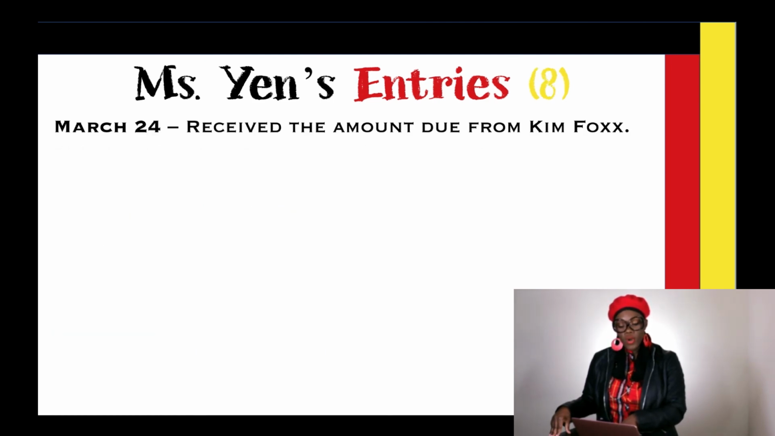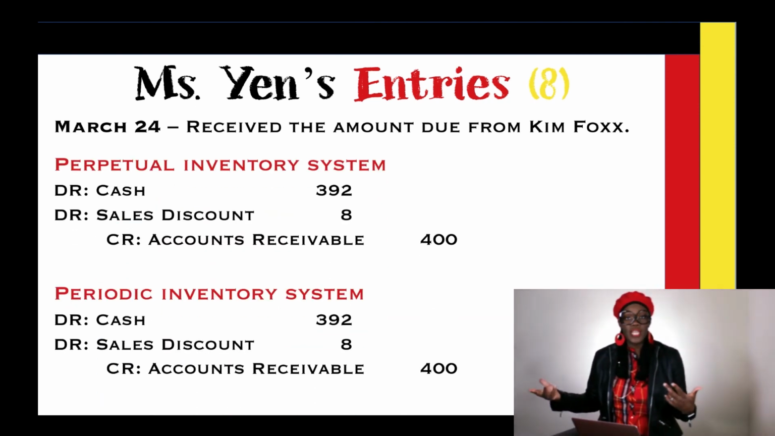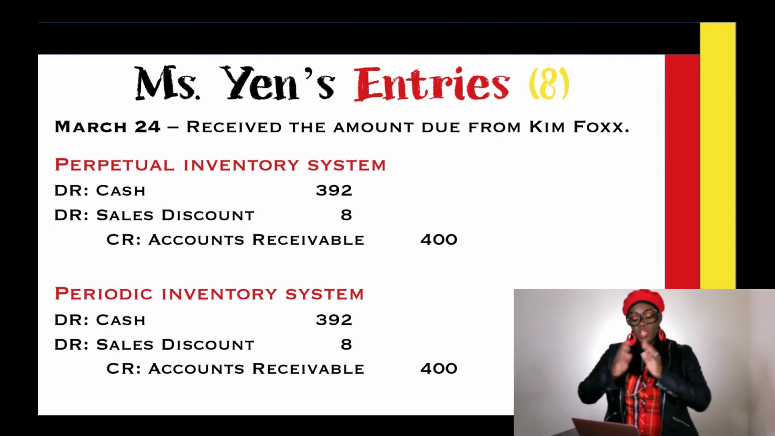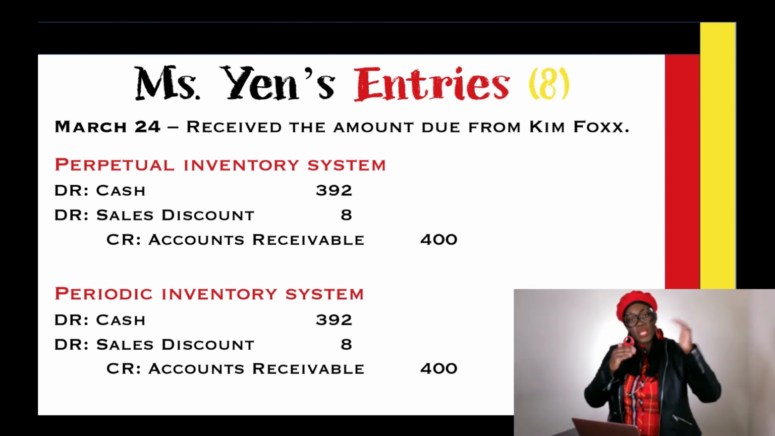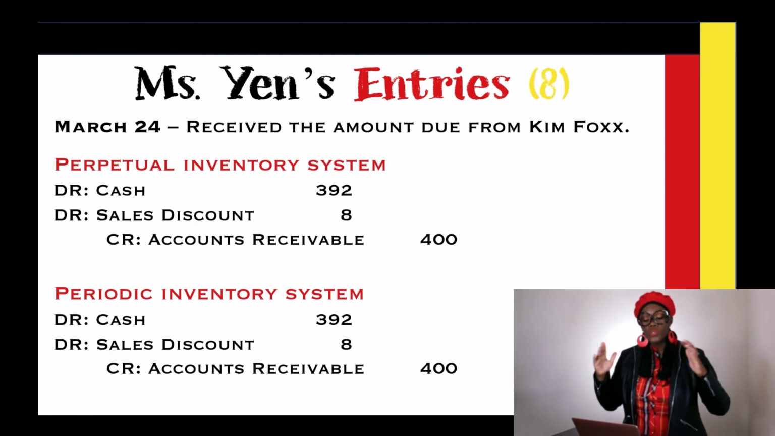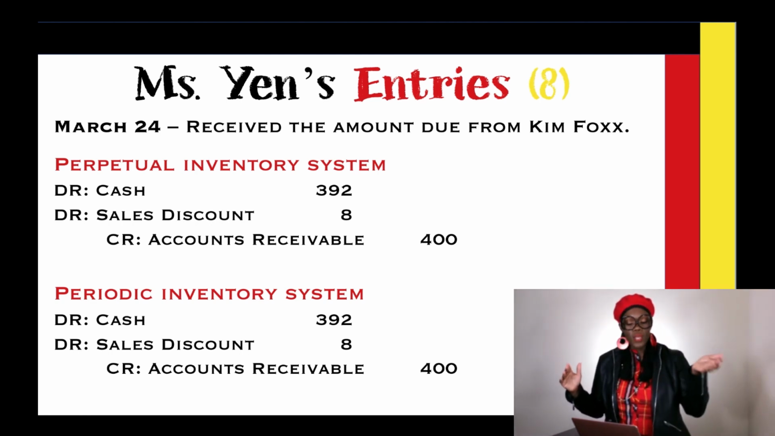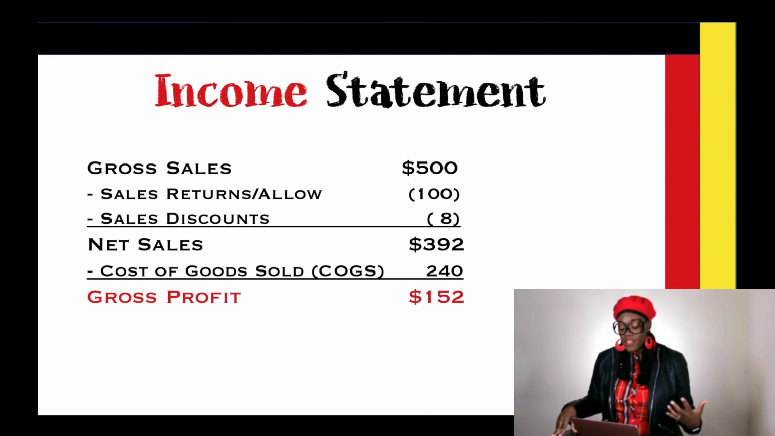All right. On March 24th, we received the amount due from Kim. So in this situation, she once again did take full advantage of that discount. And so remember, we are completely emptying out the accounts receivable account. That is our credit. All right. And then the debit is split between cash and the sales discount. Remember, you're looking to see if she paid this within 10 days. In this case, she did. So she is taking full advantage of that discount. Periodic, the journal entry looks exactly the same because there's no inventory involved. Okay. All right, and then that's it for all the journal entries.